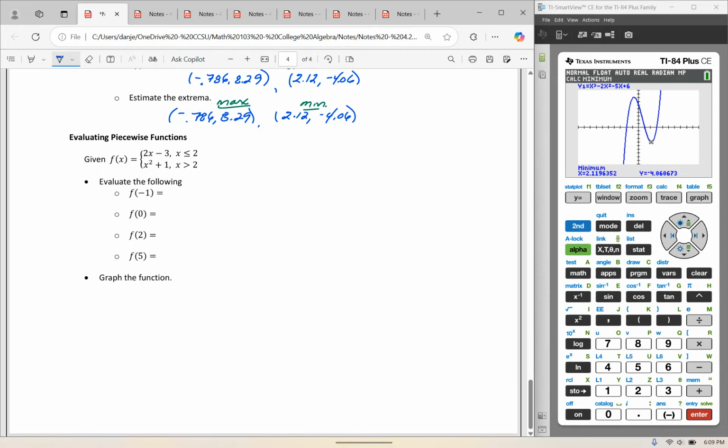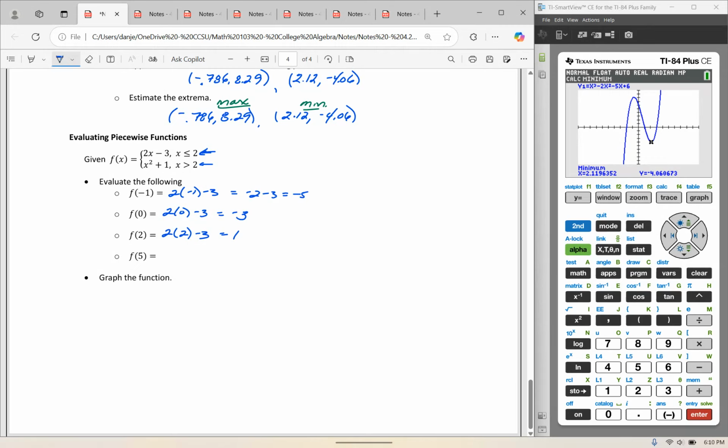Piecewise functions, we've talked about this before, just a quick review. Notice we want to use the 2x minus 3 if x is less than or equal to 2, x squared plus 1 if x is greater than 2. So f of -1: -1 is less than 2, so I have 2 times -1 minus 3. -2 minus 3 is -5. F of 0: 0 again is less than 2, so that's 2 times 0 minus 3. 0 minus 3 is -3. Now f of 2 is still less than or equal to 2. So 2 times 2 minus 3 is 1.